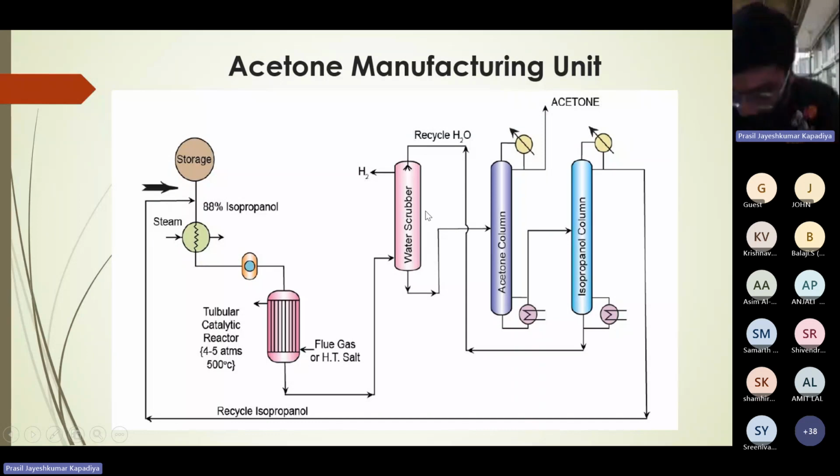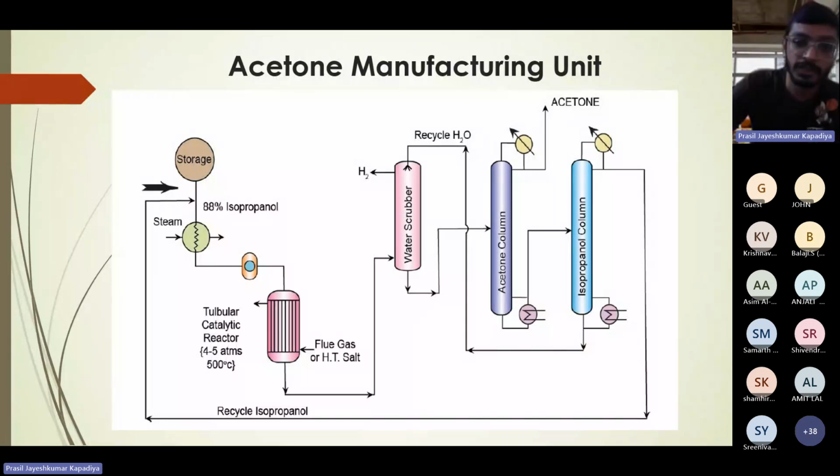Why are we using water scrubbing? Because hydrogen is a lighter gas, so we can easily remove it using a water scrubbing operation. After water scrubbing, we will have some leftover water with our product stream. So we will have a mixture of unreacted isopropanol, acetone, and water. To separate this into our desired acetone product, we go for two distillation columns.